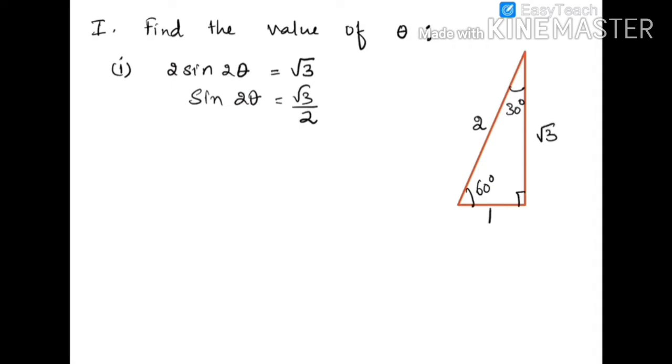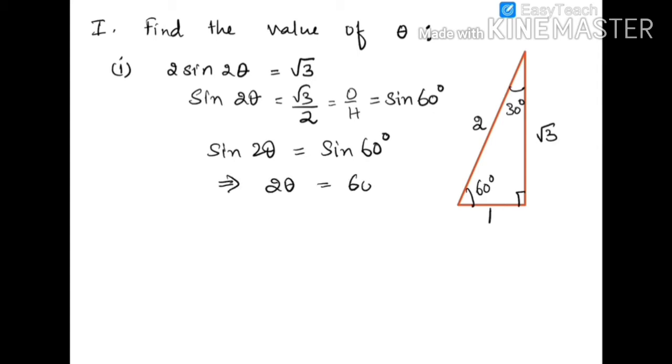Now since we want sine of an angle, we want a ratio that is opposite upon hypotenuse. So look at the triangle. Root 3 is opposite to 60 and 2 is hypotenuse. So sine 60 degree will be this ratio. So now we have sine 2 theta equal to sine 60 degrees. So we have 2 ratios equal. This implies that their angles are equal. So 2 theta is equal to 60 degrees. Therefore theta is equal to 30 degrees.